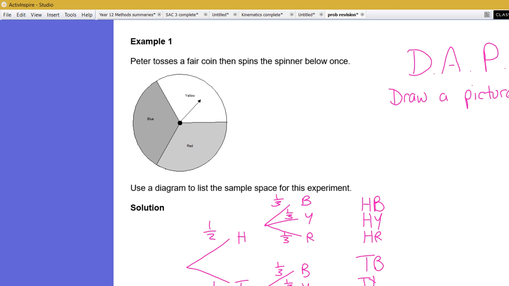And to determine the probability of a head and then blue, we multiply along the branches. So the probability of tossing a head and then landing on blue would be a half times 1/3, which would equal 1/6.